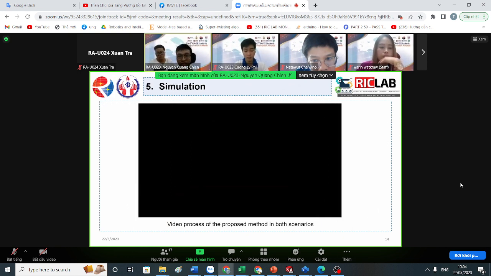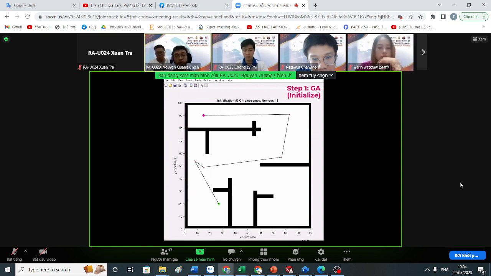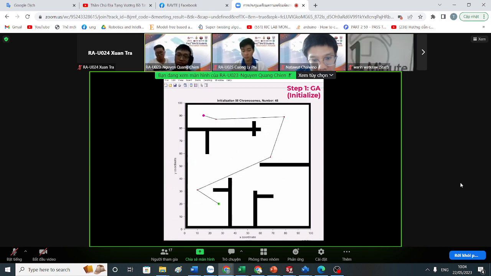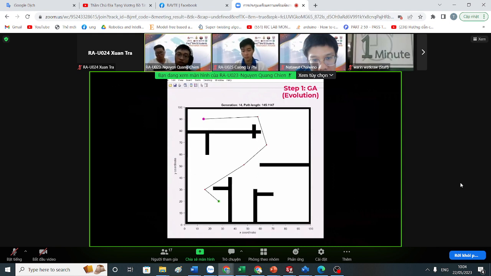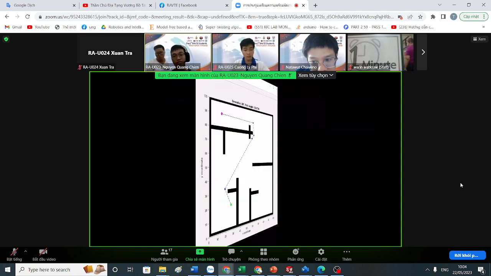And next is the simulation. I have made a little video for you to understand my robot method. First, in the simple map, we use a genetic algorithm to initialize 50 chromosomes. Next, when we have the chromosomes initialized, we will use evolution. It means using selection, crossover, and mutation, and over generations, you will see the shortest path.